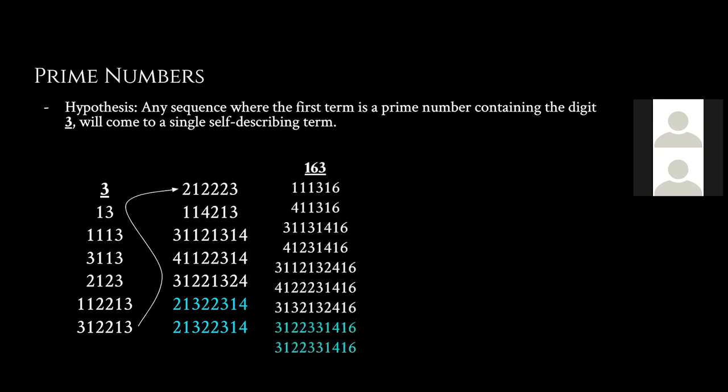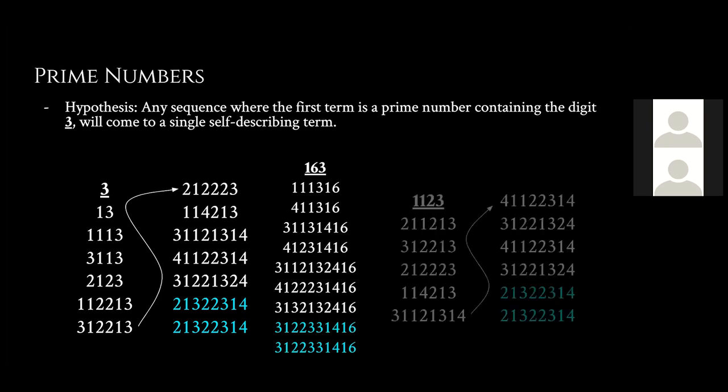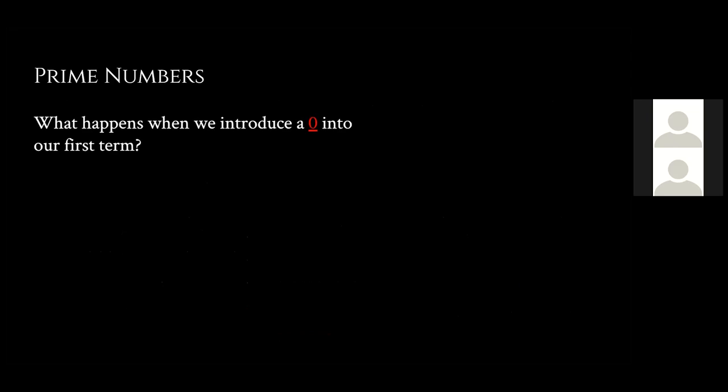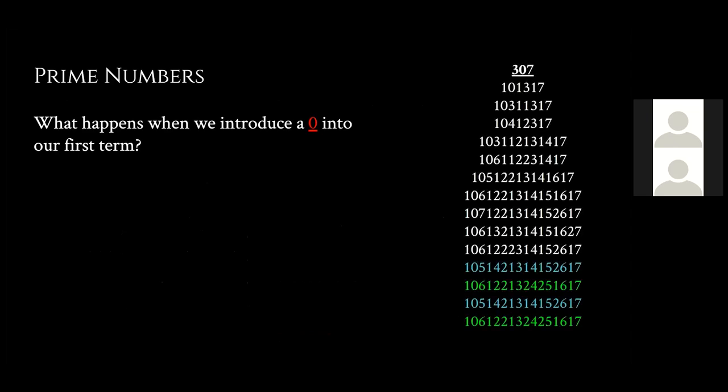And if we look at 163, we can see that again. And also in a slightly bigger example of 1123, same thing. So these all work, and our hypothesis is going great. But let's look at what happens when we introduce a 0 into our first term. We're going to look at my new least favorite number, 307, where we see we have a cycle of 2 terms that repeat.